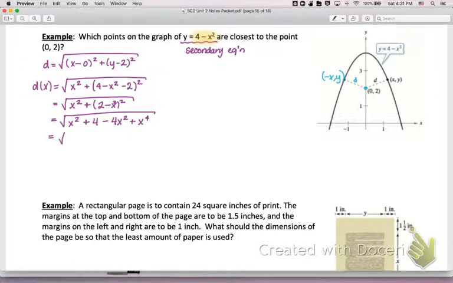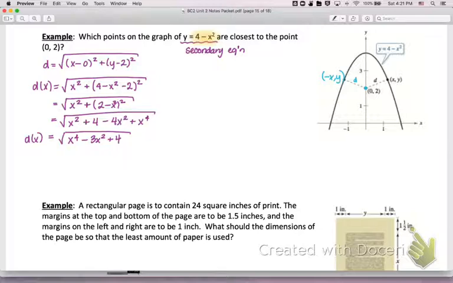So when all is said and done here, we have the square root of x^4 minus 3x^2 plus 4. This is the function that we want to minimize, because we want to be the closest. But this is the function where we need to look at the derivative and all of that. Now, here's a little trick that we can use.